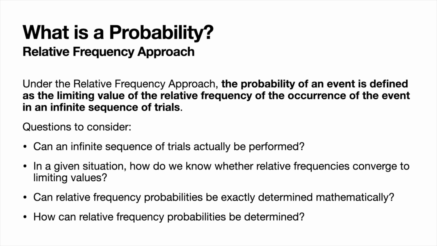Now, some questions to consider when thinking about relative frequency probabilities. Can an infinite sequence of trials actually be performed in practice? In a given situation, how do we know whether relative frequencies actually converge to limiting values? Can relative frequency probabilities be exactly determined mathematically? And if not, how can relative frequency probabilities be determined at all?